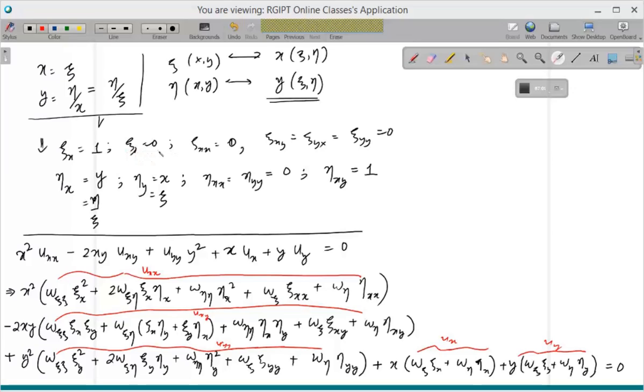Eta x, eta y 0, eta xx. These are all zero except eta x. All derivatives of zeta x is 1, and zeta y and all other derivatives are zeros. Okay, so therefore I can cancel some of the terms here. Zeta x. Okay, so let's see which terms get cancelled out. Zeta xx gets cancelled out. Eta xx is 0 also, so it is cancelled out, and eta x is not cancelling.